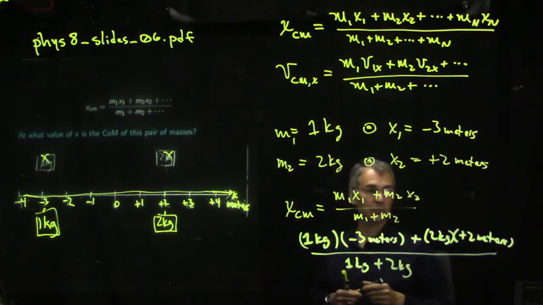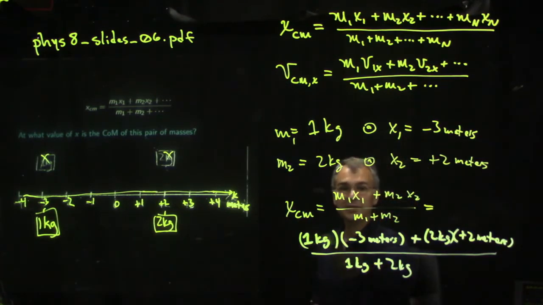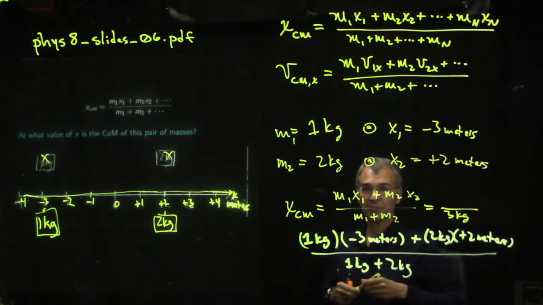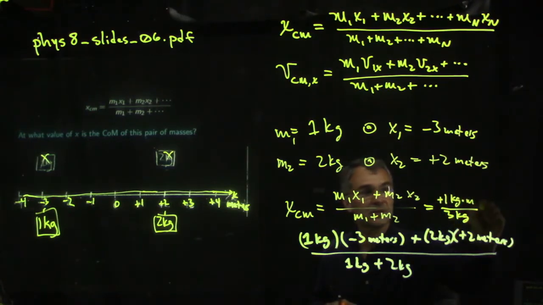So what does that work out to be? That's 1 kilogram times minus 3 meters plus 2 kilograms times plus 2 meters, divided by 3 kilograms. So downstairs we have 3 kilograms. Upstairs we have minus 3 and plus 4. So minus 3 plus 4 is plus 1. So that's plus 1 kilogram meter. And the answer is 1/3, well really plus 1/3 meter.